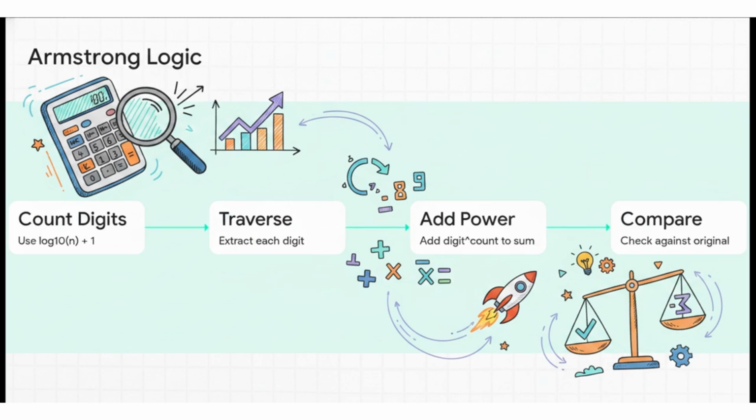To verify this in our code, we don't just guess, we use a precise 4-step trick to isolate and mathematically test each digit. First, instead of converting the number to a string to find its length, which, by the way, is incredibly computationally expensive, we use base 10 logarithms.